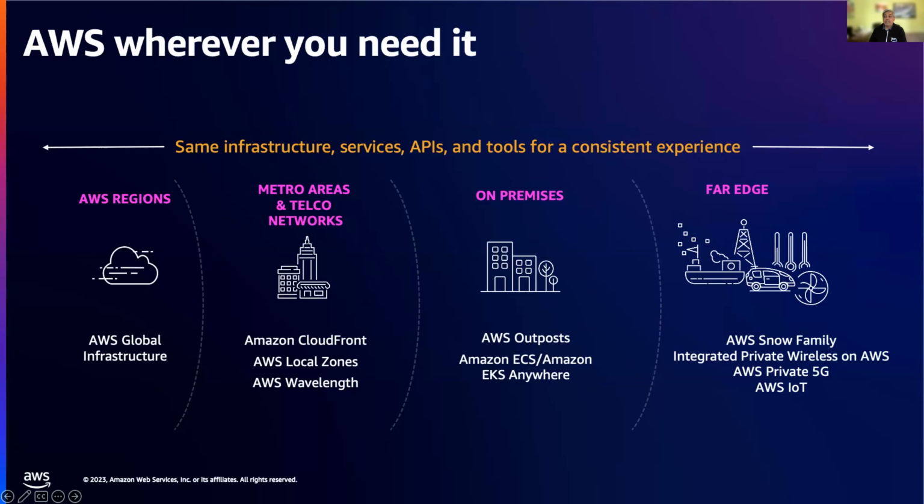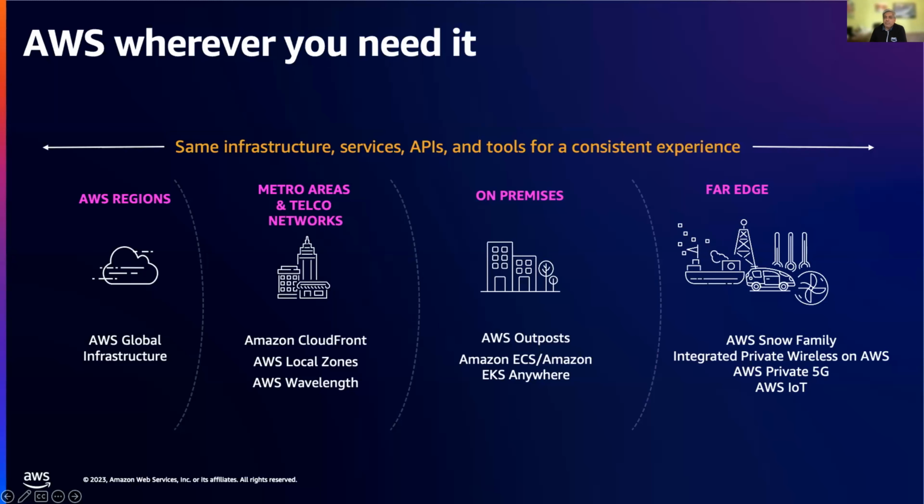But we also have things like Local Zones, which is essentially a localized area where you can get some low latency processing. Then we go on to on premises, where we'll talk about Outposts, which is really bringing the AWS infrastructure onto your own data center. The other option is to use containers, whether it's the Elastic Container Service, which is the AWS offering for managing containers, or EKS Anywhere, which is managed Kubernetes to manage the containers through Kubernetes.